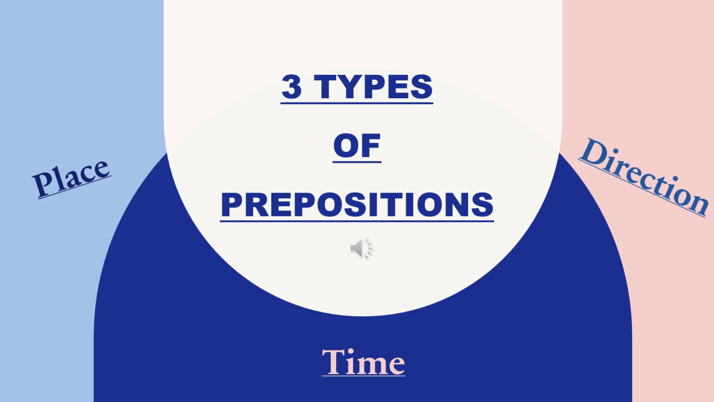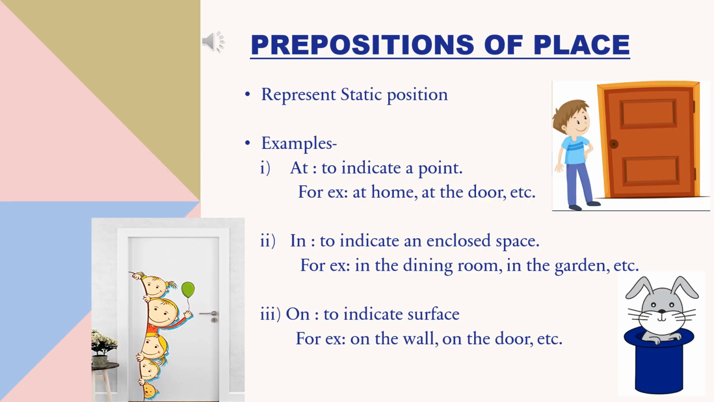Now, the prepositions do not just indicate the position of an object. Instead, we have three different types of prepositions. One that indicates place, second that indicates time, and third that indicates the direction or the movement of an object. In this video, we'll be discussing the prepositions of place. Now, prepositions of place are basically the words that represent a static position of an object. Let's look at a few examples.